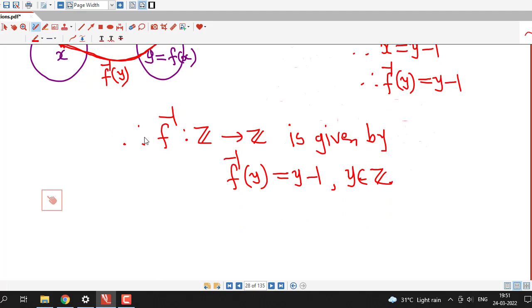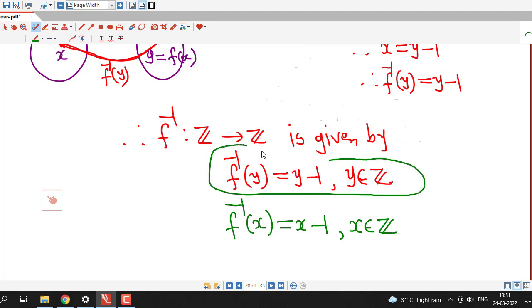Now this y is a dummy variable, so if you wish you can use any variable instead of y. You can write f inverse of x equal to x minus 1, x belongs to Z, or you can keep this as it is, also correct. So this x and y are dummy variables. If we wish we can write f inverse of b equal to b minus 1. We just have to understand that the image of y is y minus 1. So instead of y we can write x also, we can write b also.